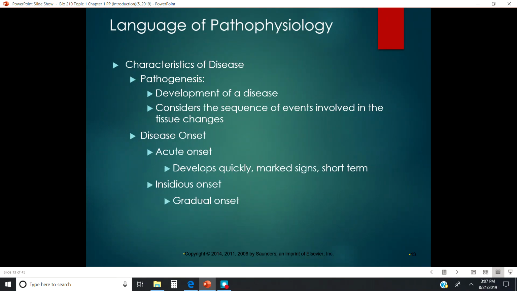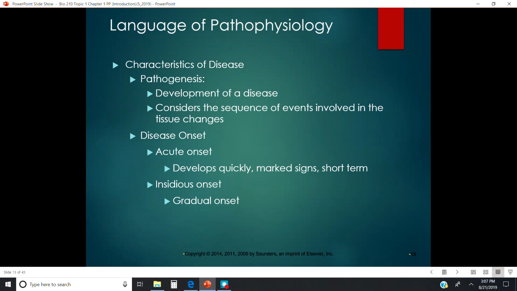Okay, the next set of terminology are characteristics of a specific disease, right? So these terms here are characteristics of a specific disease. One of the terms that we use is pathogenesis. Basically, this is where we look at the development of the disease. What are the sequence of events that take place in the tissues to cause the disease?